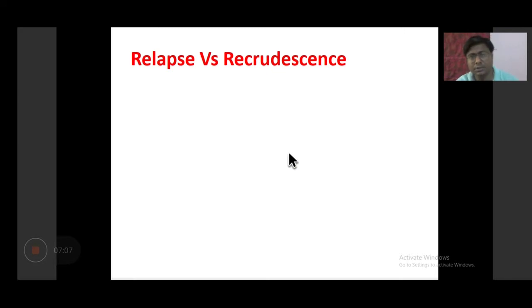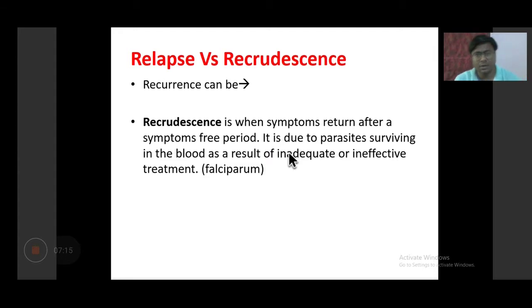From here, there are two terms which are very, very important as far as malaria is concerned. You need to know relapse and recurrence. They are not the same. There is a difference. Recurrence is when symptoms return after a symptom-free period, right? It is due to the parasite surviving in the blood as a result of inadequate or ineffective treatment. See the difference between relapse and recurrence.